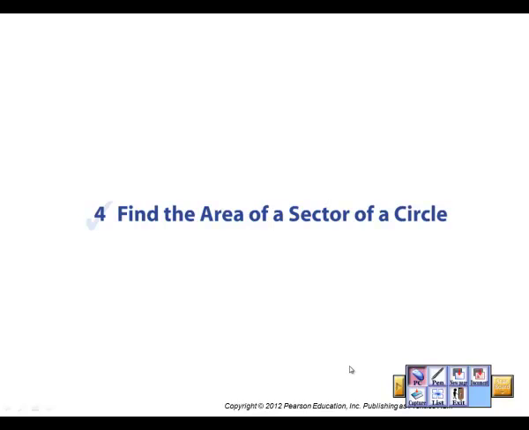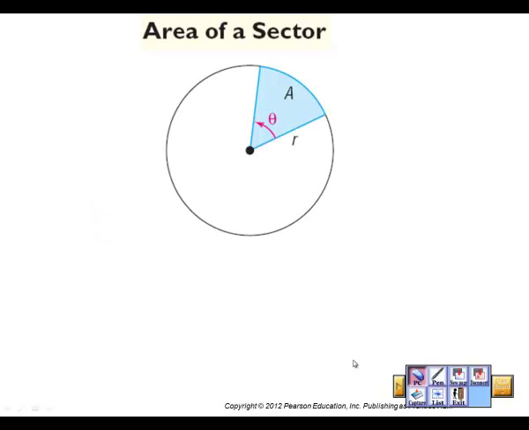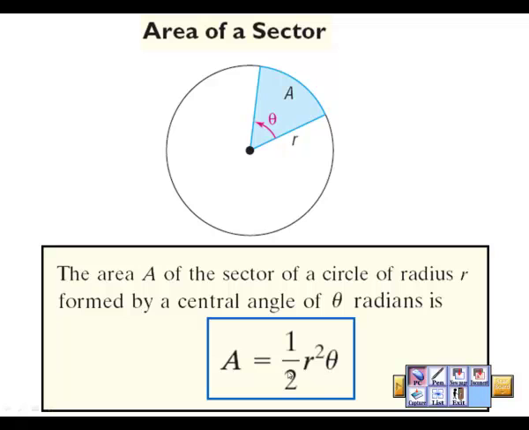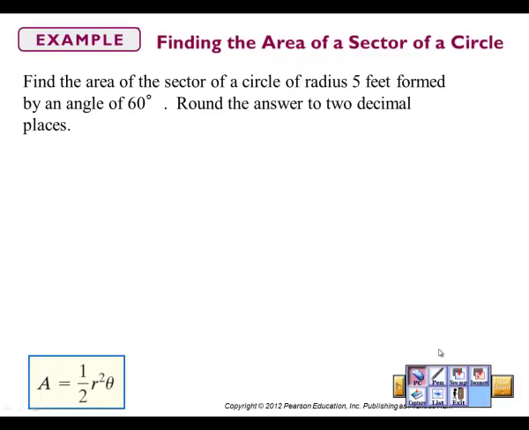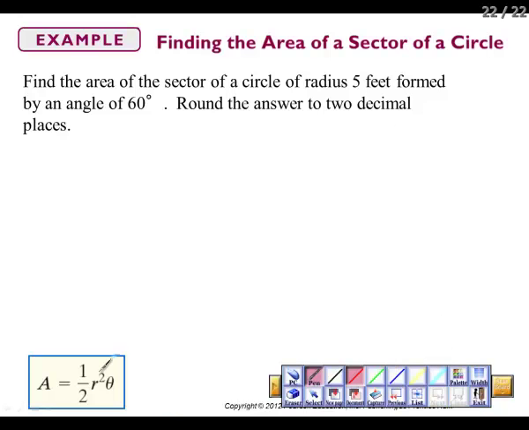Alright, find the area of a sector of a circle. Okay, and so that's area equals 1/2 the radius squared times theta. So from here, find the area of the sector of a circle of radius 5 feet formed by an angle of 60 degrees. So here we have A equals 1/2 R squared theta.